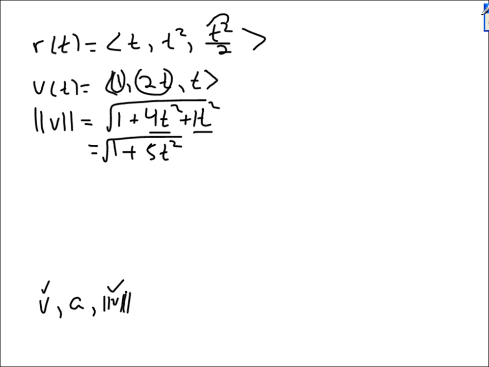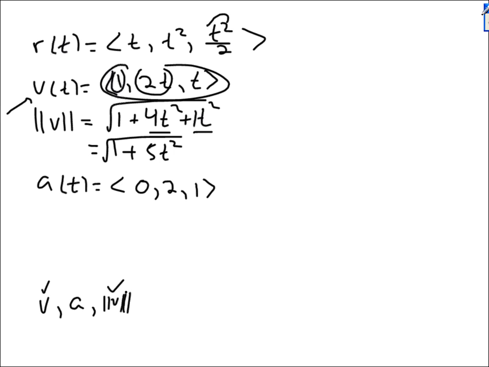Now we want to find a of t, acceleration. You have the velocity, and you take the derivative component by component, and you'll have the acceleration. The derivative of 1 is 0, the derivative of 2t is 2, and the derivative of t is 1. Okay, so that problem is over. Just doing it with 3 components.